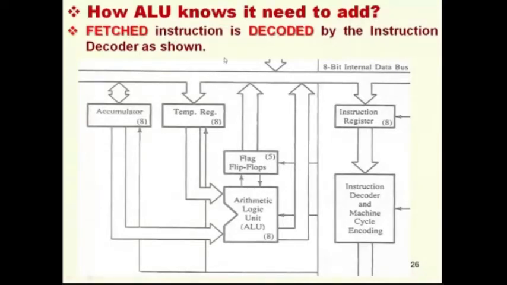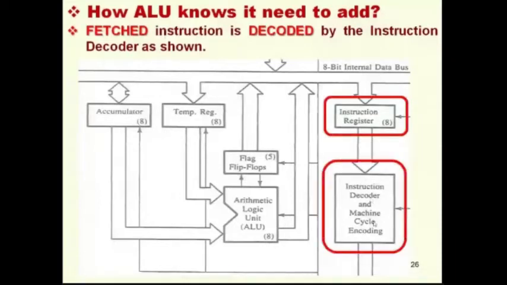So first the instruction is fetched and then it has to be decoded, right? The instruction needs to be fetched and decoded, like the instruction decoder and machine cycle encoding. So these are all internal micro-level operations. After fetching, it has to be decoded, and after decoding it will understand there are two data available in the accumulator and temporary register. So I need to add them and store the result back in the accumulator. After decoding the instruction, it will execute the instruction.